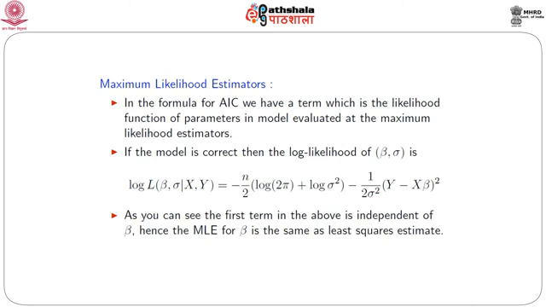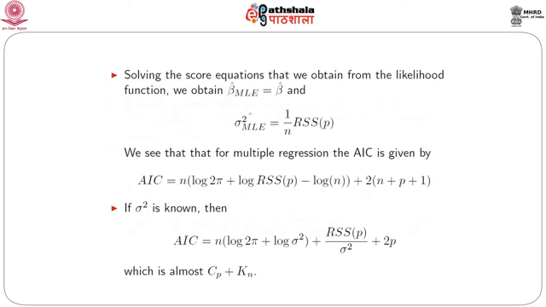As you can see, the first term in the above expression is independent of beta. Hence, the MLE for beta is the same as the least squares estimate for beta, because if you look at the second term, it is ||y minus x beta|| squared, or (y minus x beta)' (y minus x beta), which is the least squares criterion that we use to obtain the estimate of parameter beta.